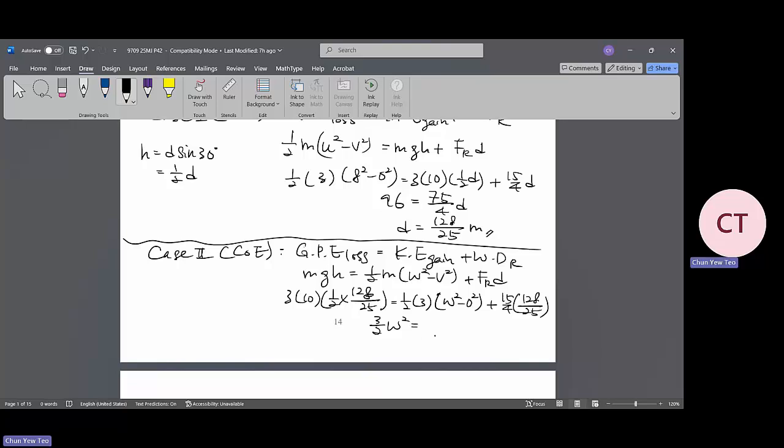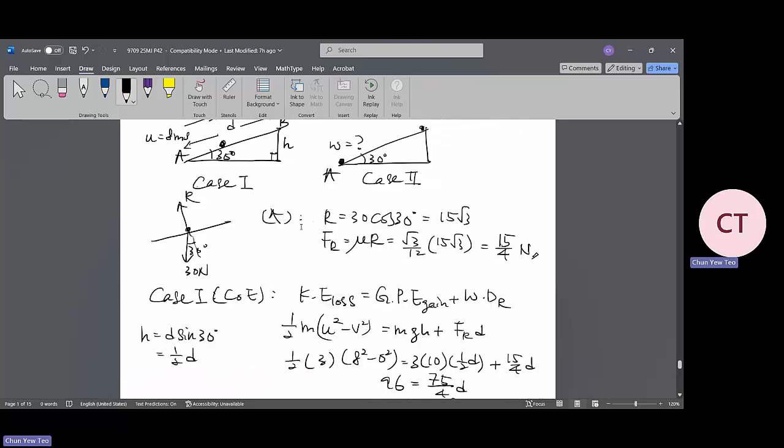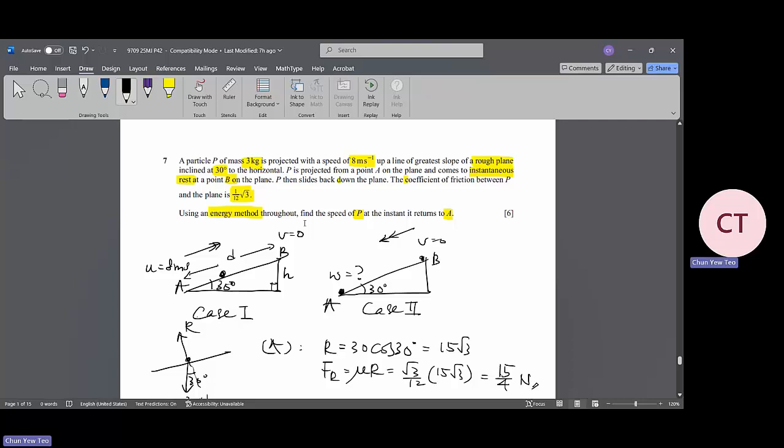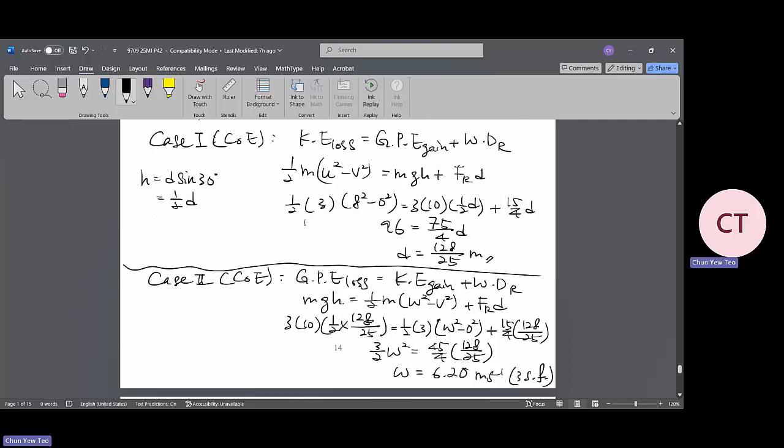Then you will get this as 45 over 4 multiplied by 128 divided by 25. So for your omega, press the calculator, you get 6.20 meters per second. This is 3 significant figures. Okay, so this is the answer for question 7, and it's done.